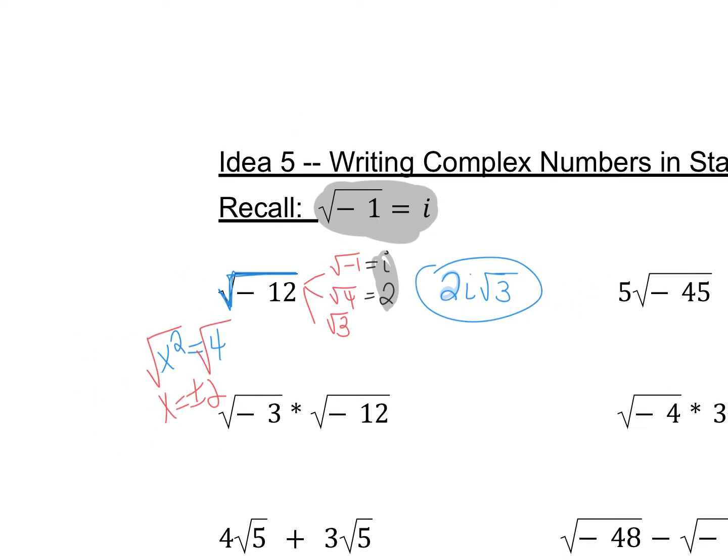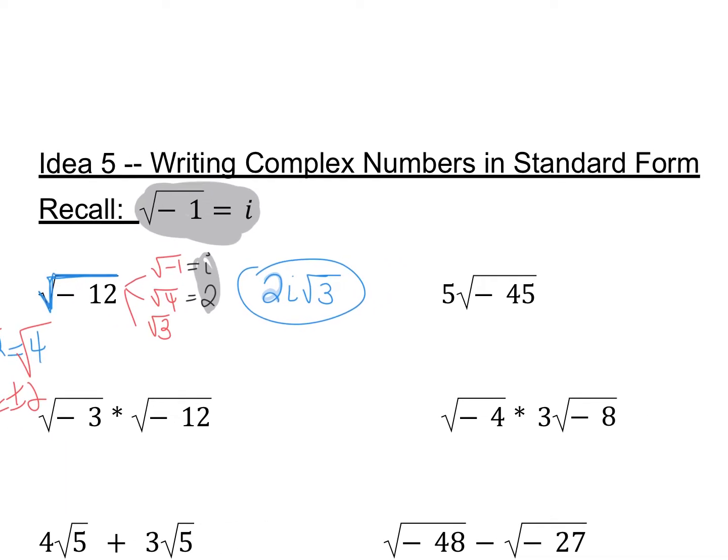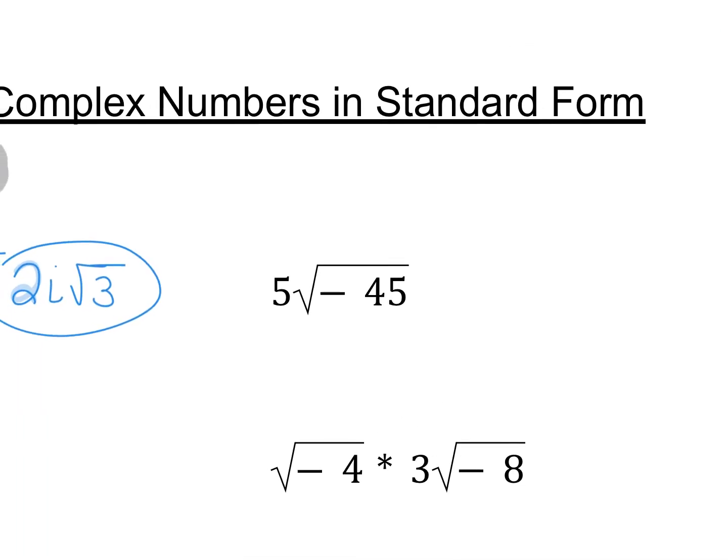Okay, so let's keep moving on with that same idea. Here we have 5 times the square root of -45, keeping in mind that is 5 multiplied by, or times, the square root of -45. So if I'm going to break apart my square root of -45, I'm going to take out the -1, and then my factor pair that I'm going to use is 9 times 5 because 9 is a perfect square. So I'm going to say the square root of 9 times the square root of 5. I know that the square root of -1 is i, I know that the square root of 9 is exactly 3, and the square root of 5 is just the square root of 5.